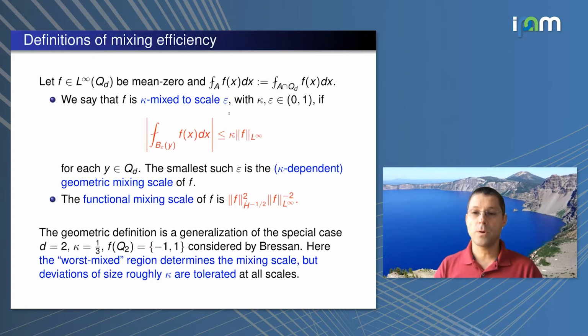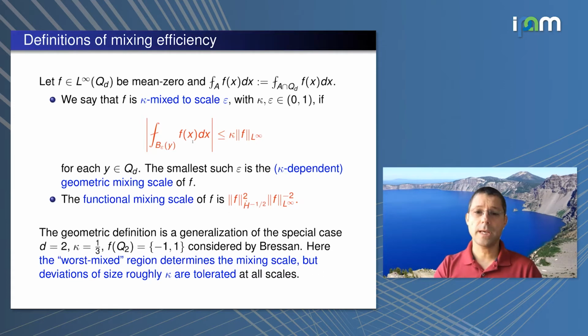What are the measures of mixing? One of them we already saw yesterday is what I call the functional mixing scale. Think of f, being our rho, being bounded and having L infinity norm 1, so this here and this here is just 1. Then this functional mixing scale is just the H^{-1/2} norm squared, maybe. There can be any H^{-s} norm actually, but there is a good reason to pick H^{-1/2}, and I'll mention that on the next slide.